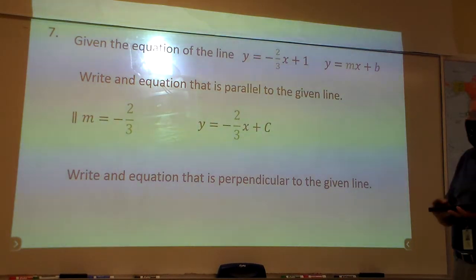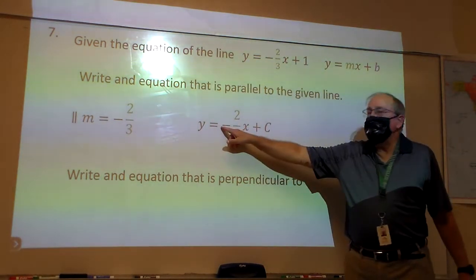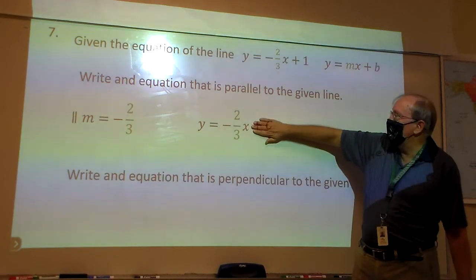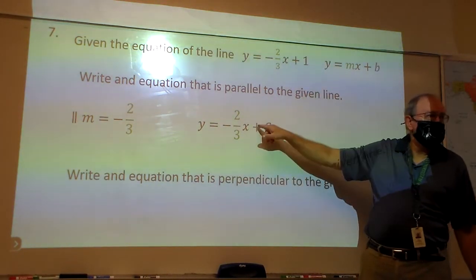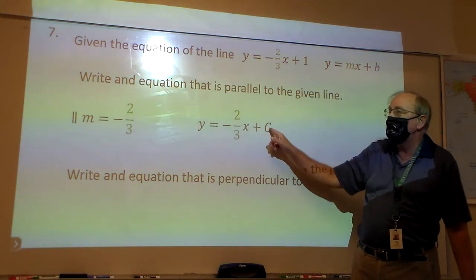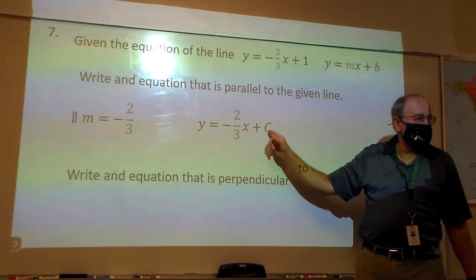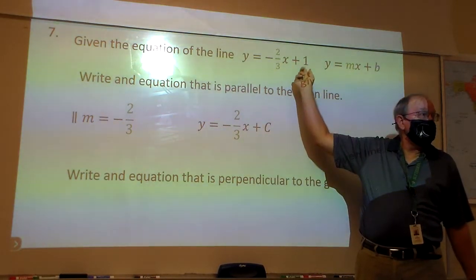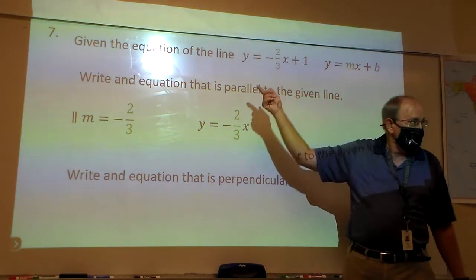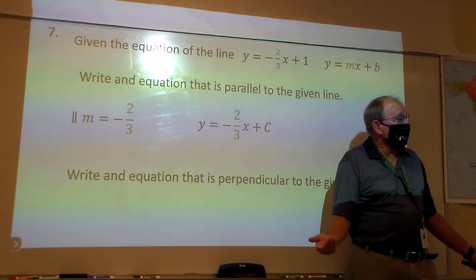If you will see something here, y equals negative 2/3 x. If you write y equals negative 2/3 x, that's a parallel line because that says plus 1, right? You can put any number here you want. You can put plus 1, we can't put plus 1 because the 1's there, that makes sense? But any number but 1, you could even use 1.1, right?